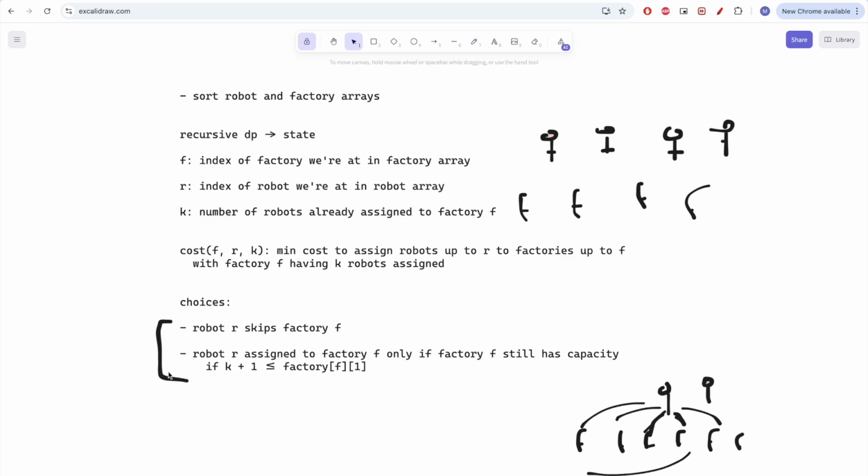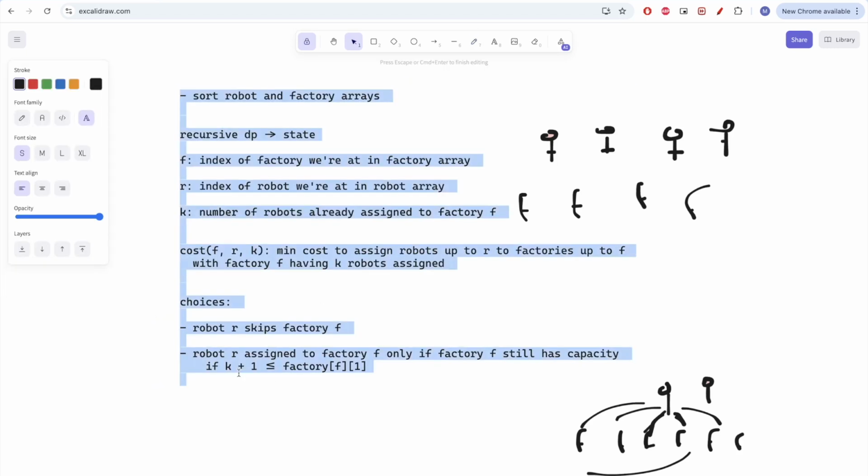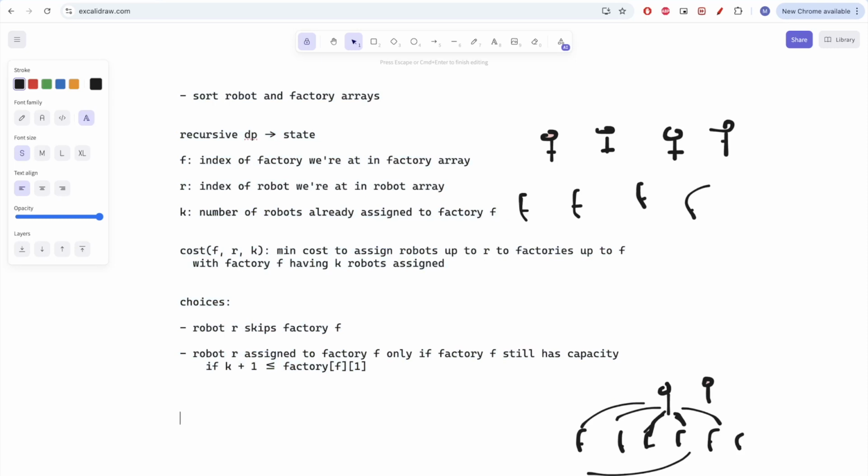Now, another thing we need to examine for a DP like this is the base cases. Well, the first base case is simple: if we are at the last robot, then we are done. So if we already assigned the last robot, we are done. In that case, we just return 0, and this will get added to the cost.